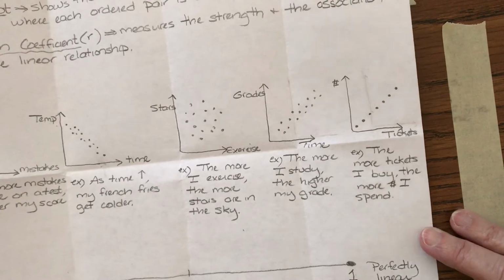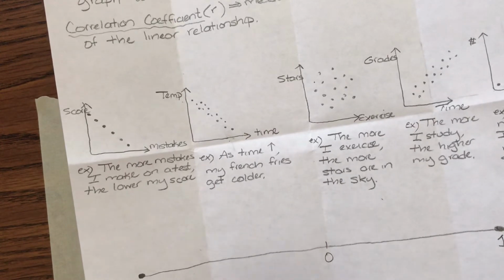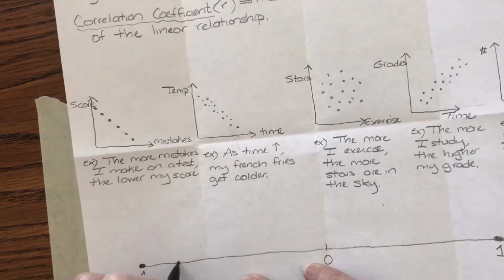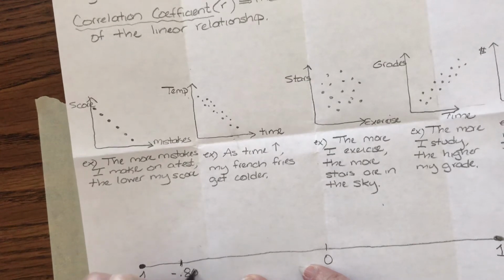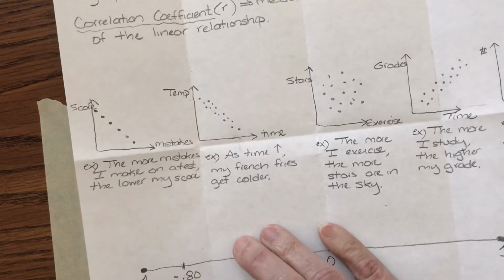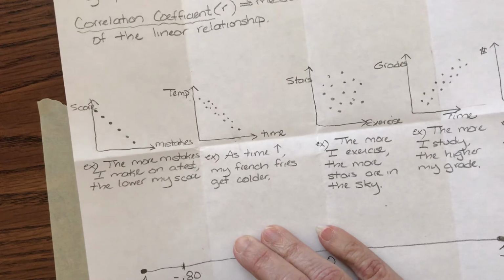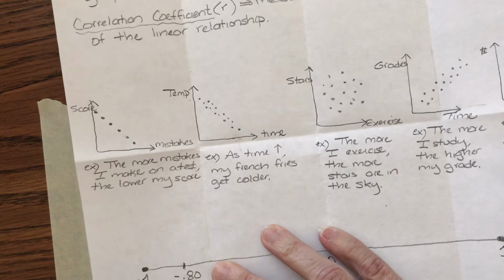Okay. Let's come up with some other correlation coefficients that aren't -1, 0, or 1. So let's just put a line roughly around here. That would probably work. And let's say the correlation coefficient is -0.80. So this means that as one increases, the other decreases.